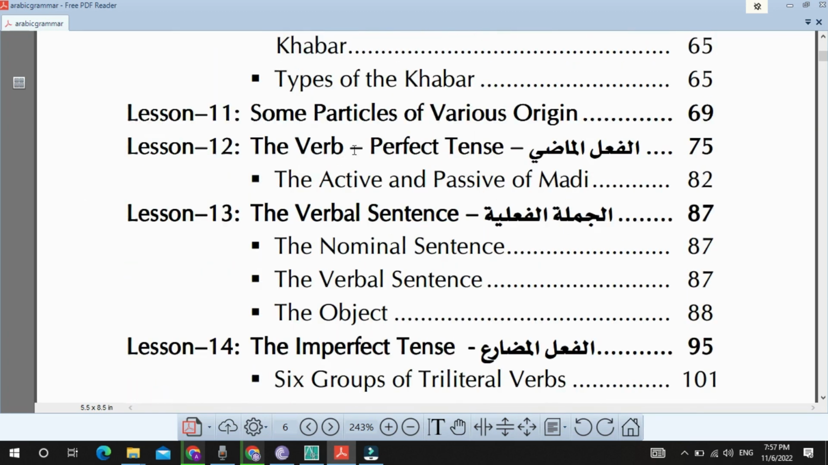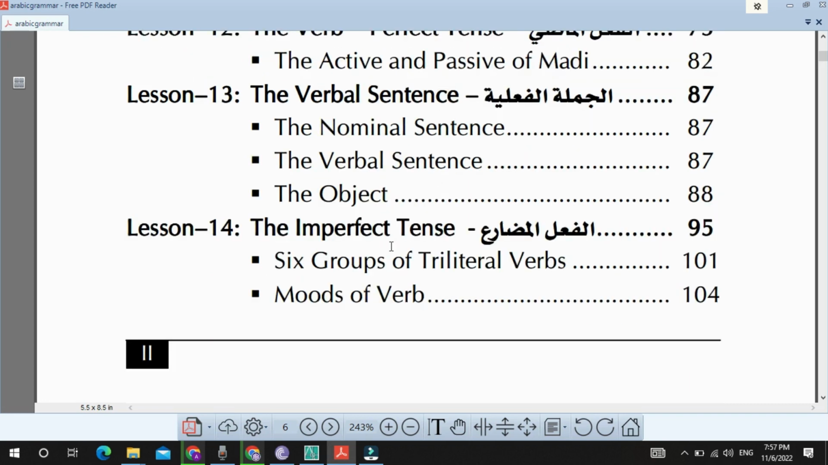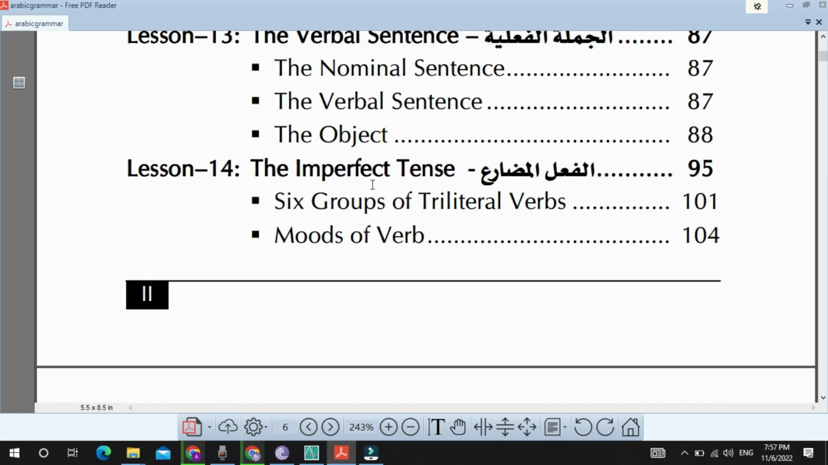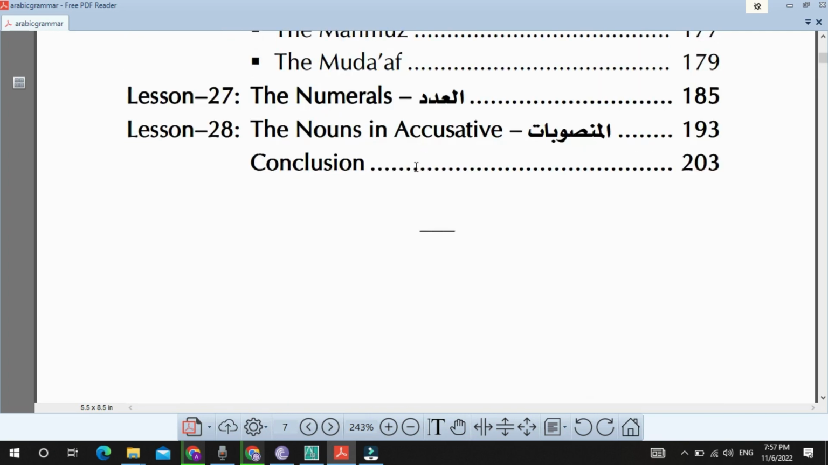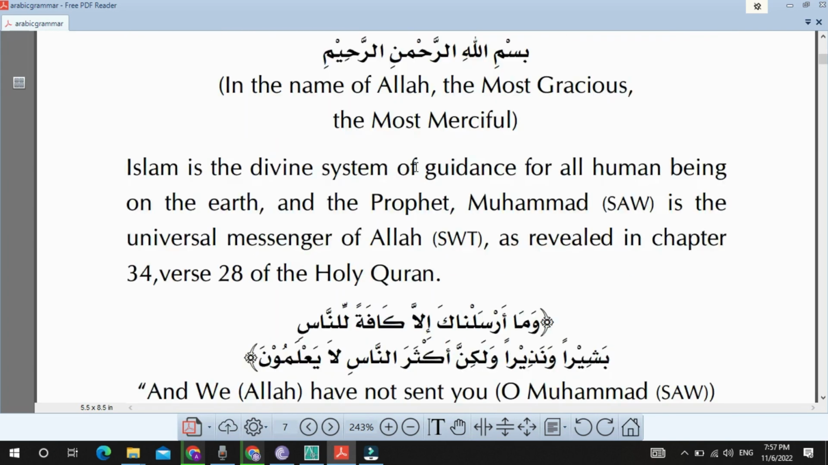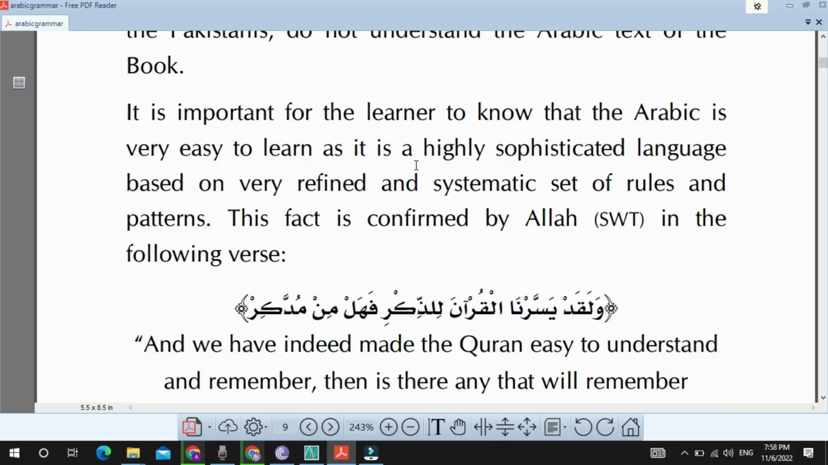Lesson number 11, some particles of various origin. Then the author of the book has started lesson number 12 with the verb, perfect tense, the verbal sentences, the imperfect tense. So there are so many lessons in this book. Let us start the first lesson.